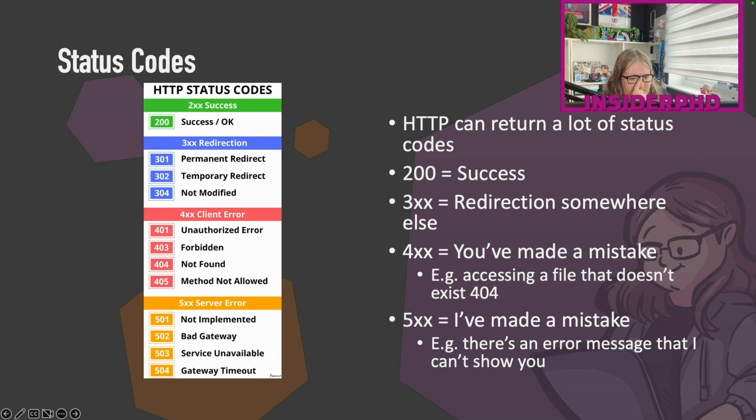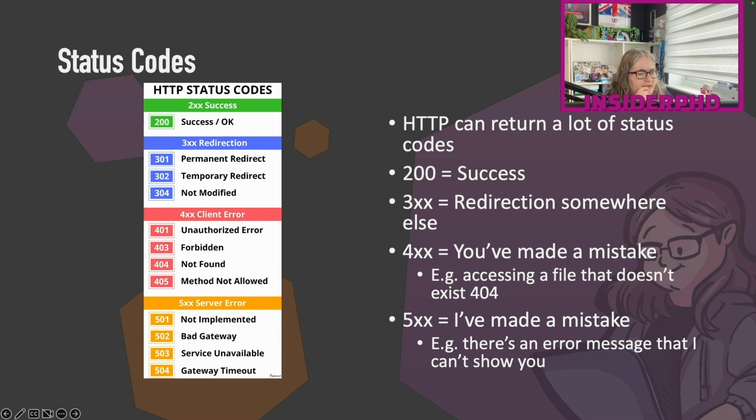So status codes. HTTP can return a lot of different status codes. So 200 is a success, 300 is a redirection somewhere else, 400 usually means that you've made a mistake, for example, trying to access a file that doesn't exist. A 500 error tends to be when the server has made a mistake.